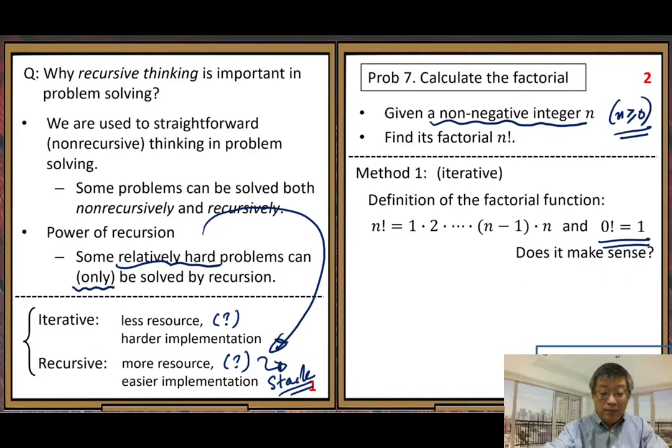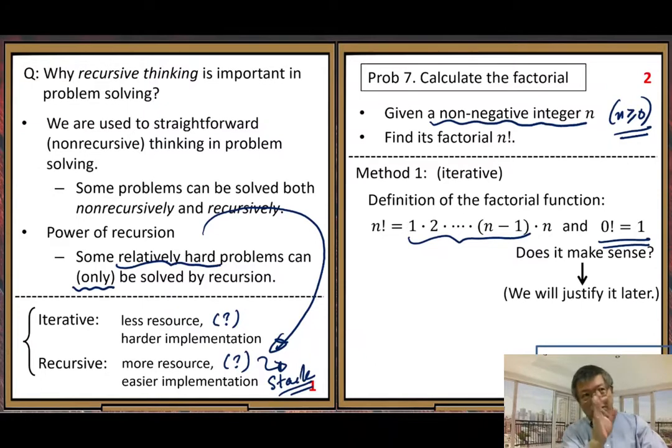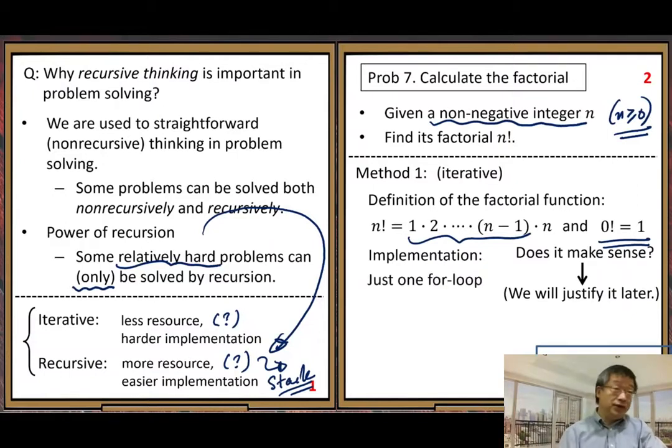Because here, by intuition, how do you imagine, based on this kind of definition, that it equals 1? It is not easy, right? But we need to find a reasonable way to explain it. So we will justify it in our next slide. Then the implementation of this method is very easy, one for loop. Everyone can do it easily.